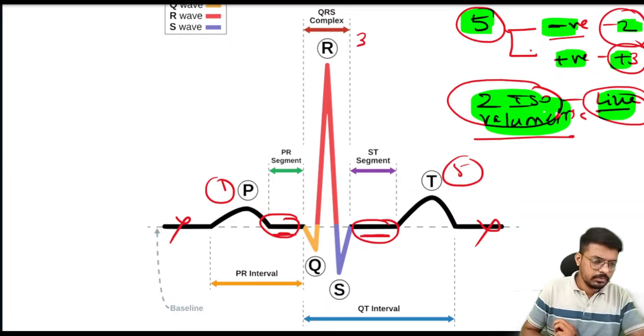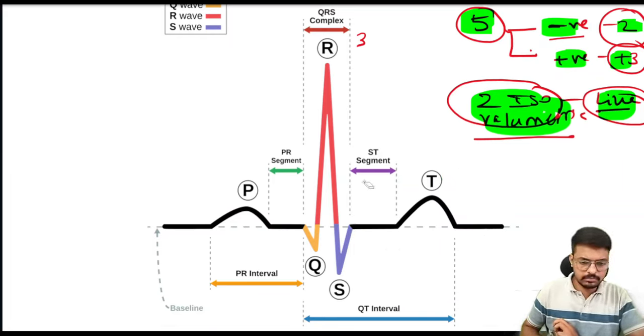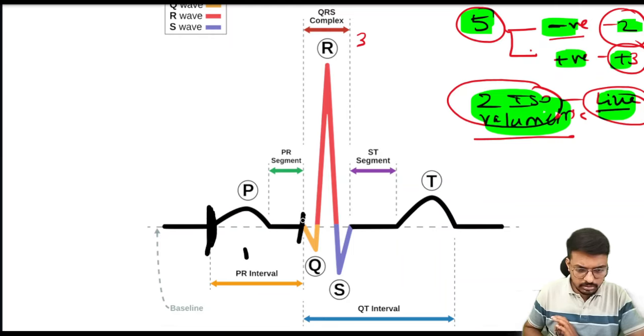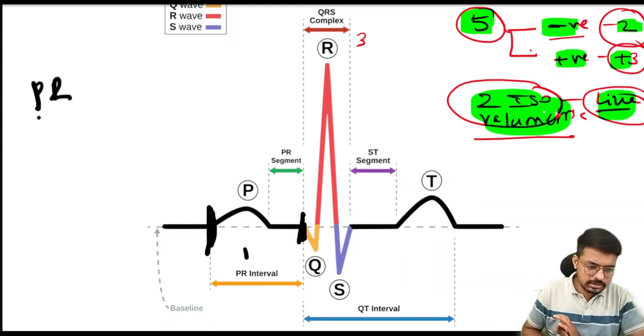Then the next one is how many segments and how many intervals are there. Yes, there are three intervals. The first one is the PR interval, which starts from the start of the P wave till the start of the Q wave. Don't get confused: PR means starting with P and ending at the R. No. Look at the image and remember only this: the P wave and PR interval are where the problem is. Others are simple.